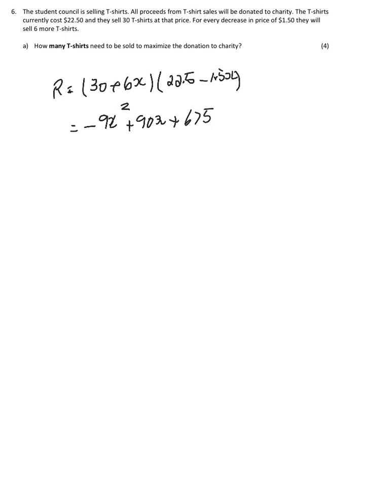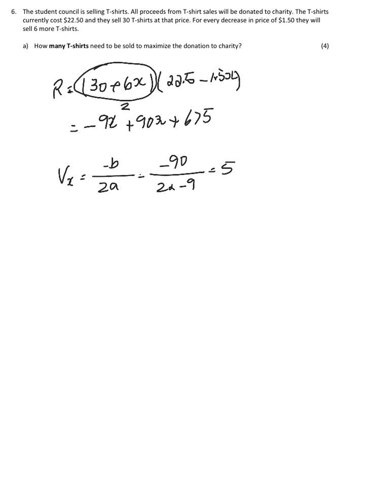Now, since we need to find the number of t-shirts to maximize the revenue, we have to find the coordinate of the vertex. So the x-coordinate of the vertex, by definition, the shortcut is minus b over 2a, which is minus 90 over 2 times negative 9, which is going to give us 5. Since we need to know the number of t-shirts, and the number of t-shirts is 30 plus 6x, the answer is 30 plus 6 times 5, which is 60. So this means if we decrease the price 5 times, then the maximum number of t-shirts sold is 60 t-shirts.